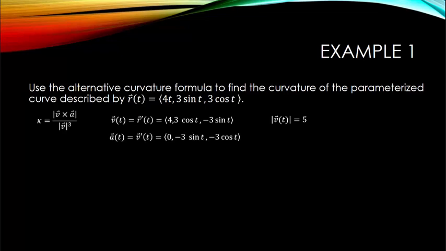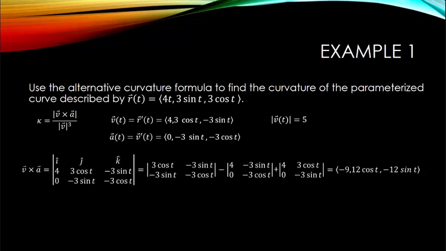The acceleration is given by v prime of t, which is equal to 0, negative 3 sine t, and negative 3 cosine t. The cross product of the velocity and the acceleration, v cross a, is given by the determinant of a 3 by 3 matrix: i hat, j hat, k hat in the first row, 4, 3 cosine t, and negative 3 sine t in the second row, and 0, negative 3 sine t, and negative 3 cosine t in the third row.